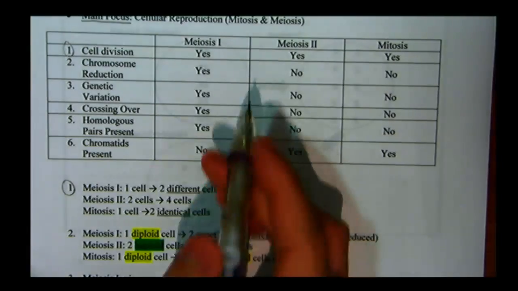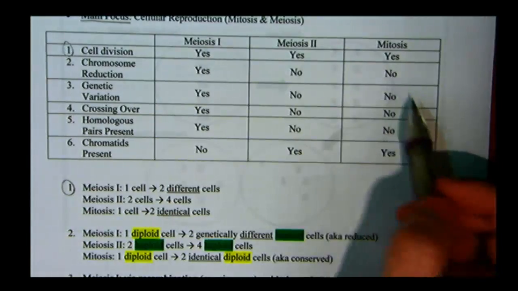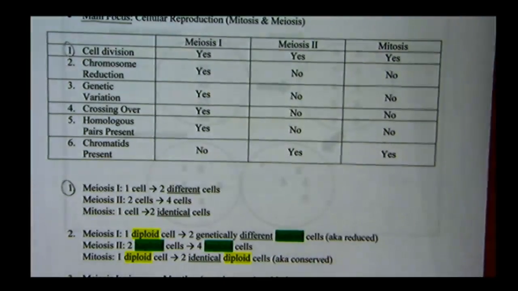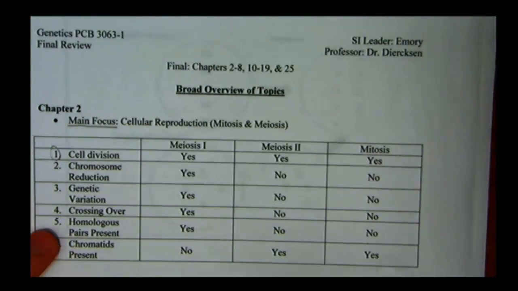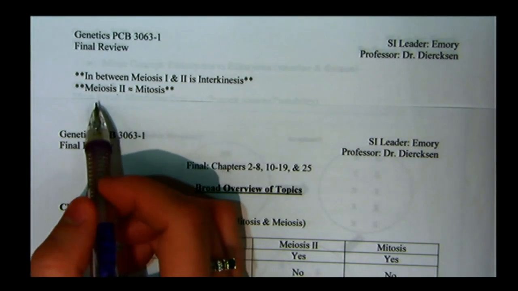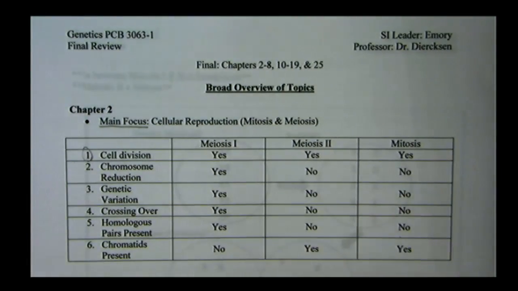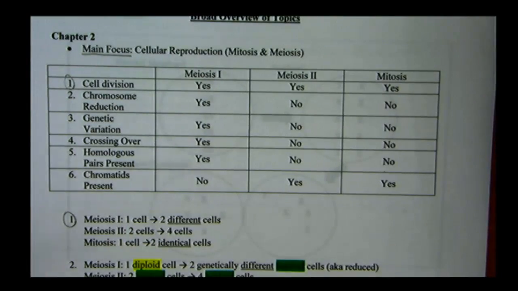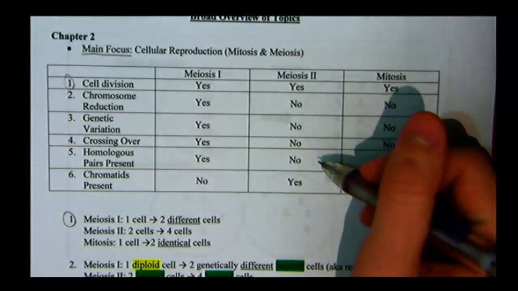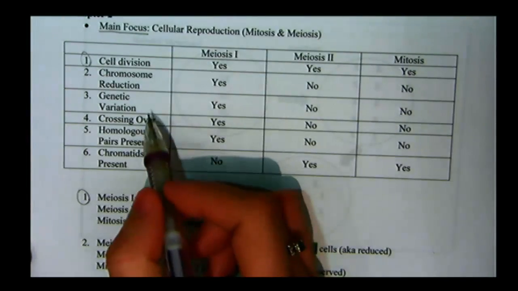And in that vein, the haploid number occurs in meiosis 1. So after meiosis 1, you're haploid. Nothing else happens in meiosis 2 except you go from 2 cells to 4 cells. Genetic variation only occurs in meiosis 1. In meiosis 2, there is no crossing over. You're just making 4 cells out of 2. Homologous pairs are only present in meiosis 1. You're down to the chromosomes in meiosis 2, and you're splitting them into their chromatids. So there are no chromatids present in meiosis 1, but there are in meiosis 2 and mitosis.